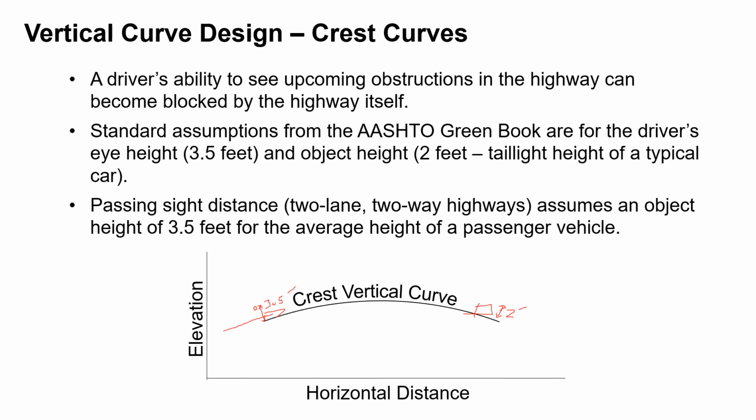Passing sight distance, and this is only for 2-lane, 2-way roadways, assumes an object height of 3.5 feet. So for passing sight distance, we're going to use 3.5 feet instead of 2 feet for our object. What we're looking at there is basically the roof of an opposing vehicle, because if you're passing on a crest vertical curve, you're going to be in the opposite lane, and so you need to be able to see a vehicle that's coming in your same direction.